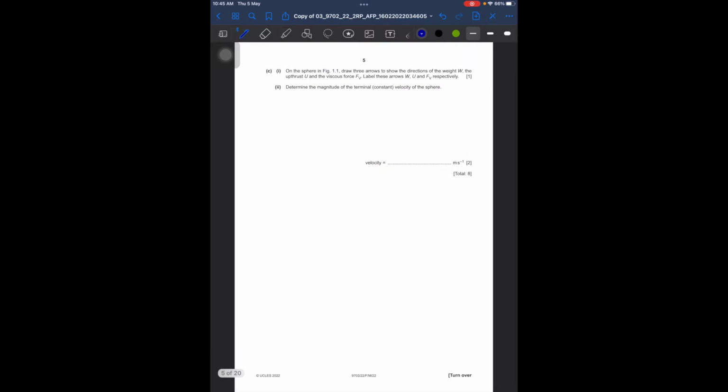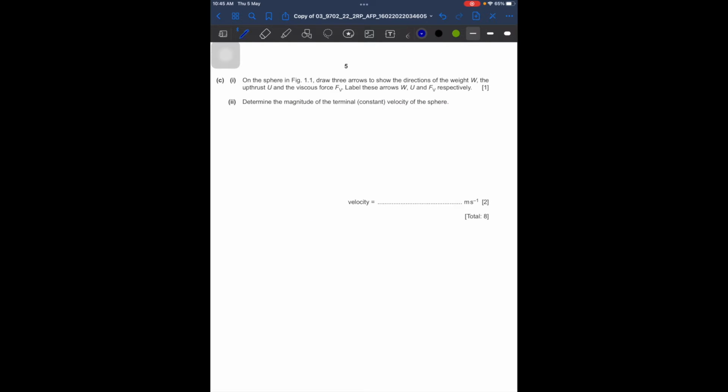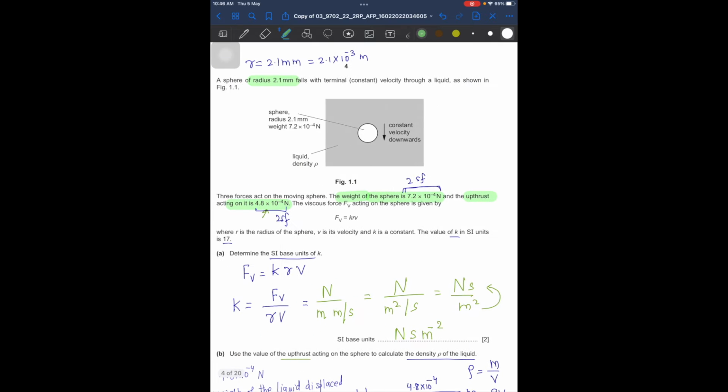Let's check. Next, on the figure which is given to us, draw 3 arrows to show the direction of the weight. So what they are asking is the direction of the weight, the upthrust and the viscous force, and label these arrows as W, U and FV respectively.